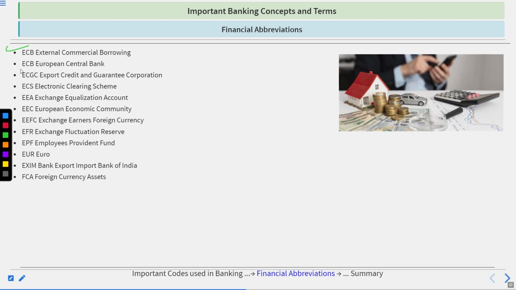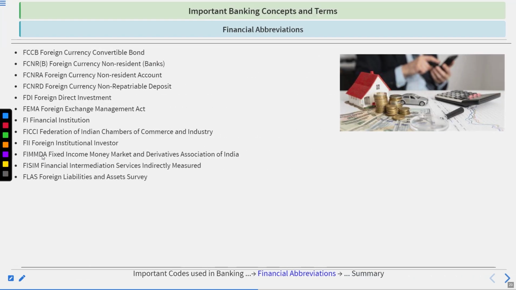ECB, External Commercial Borrowing; ECB, European Central Bank; ECGC, Export Credit and Guarantee Corporation; ECS, Electronic Clearing Scheme; EEA, Exchange Equalization Account; EEC, European Economic Community; EEFC, Exchange Earners Foreign Currency; EFR, Exchange Fluctuation Reserve; EPF, Employees Provident Fund; EUR, Euro; Exim, Export Import Bank of India; FCA, Foreign Currency Assets.